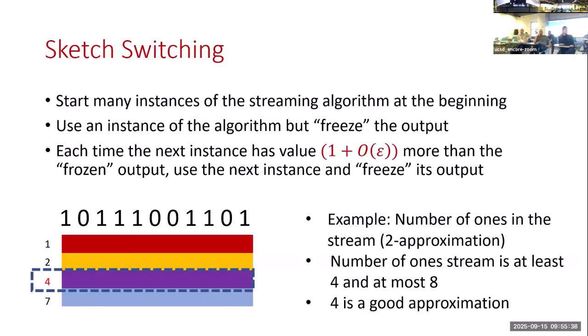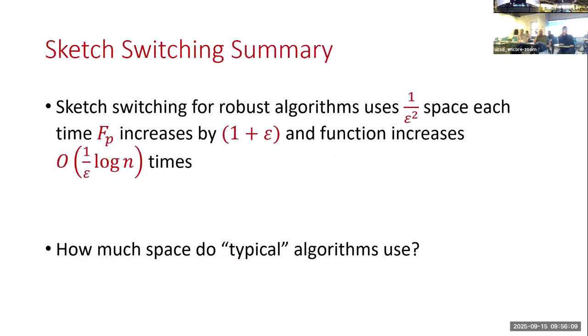The key is that at any time, the true answer is sandwiched between your frozen value and the value of your next algorithm that hasn't been output yet. We're saying that the next algorithm will be frozen when its value is 1 plus epsilon more than the frozen value, and so your value, because your function is monotonic, is sandwiched between the frozen value and some value that's 1 plus epsilon more than the frozen value. And so it's going to be a good approximation. Very elegant observation. Okay, so that's the sketch switching summary.